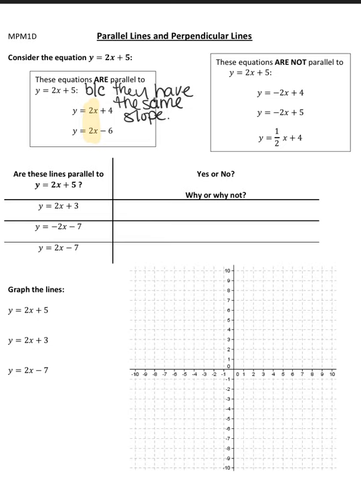Now if we're looking at that equation again, y equals 2x plus 5, and I tell you that y equals negative 2x plus 4, y equals negative 2x plus 5, and y equals 1/2 x plus 4, these are not parallel. Look, even though they have 2's in them, it's not exactly the same. The first two have negative 2's, see that? And this one is a fraction. Those are not the same numbers. We know that 2 and negative 2 are not the same, so these ones are not parallel because they do not have the same slope.